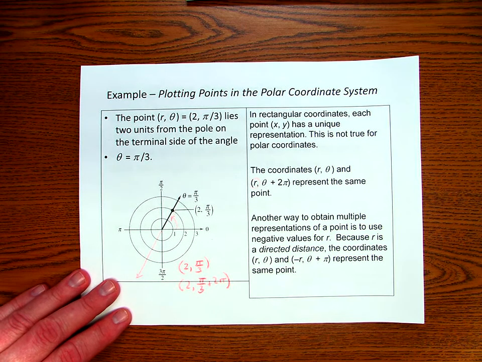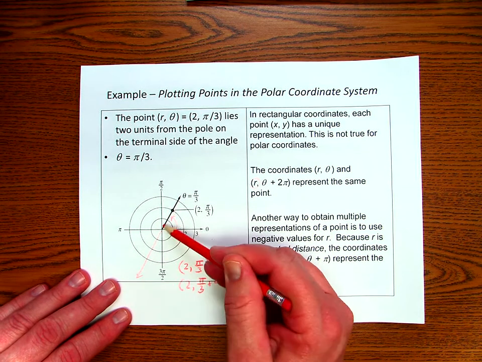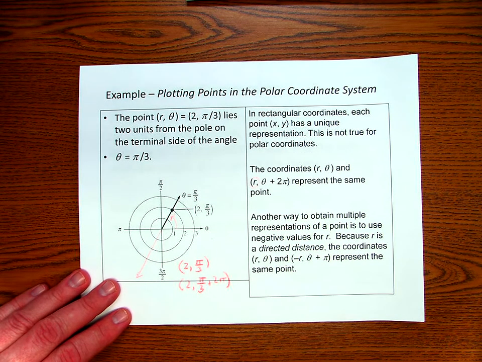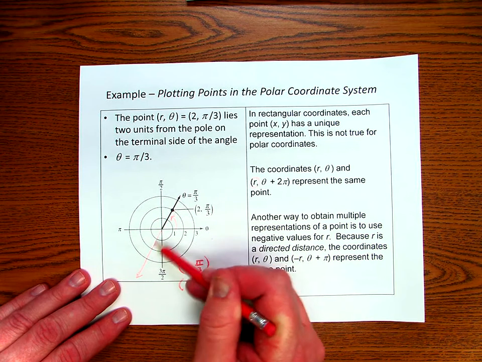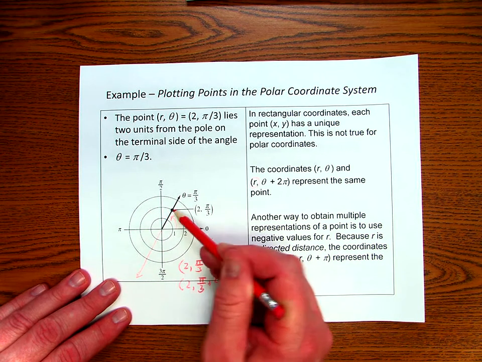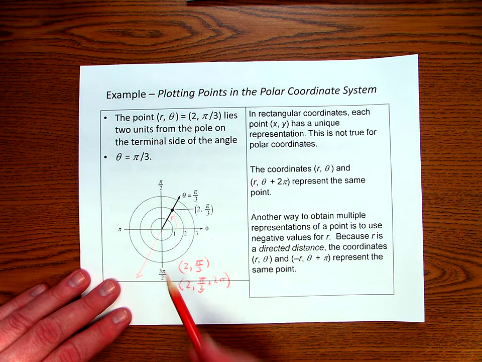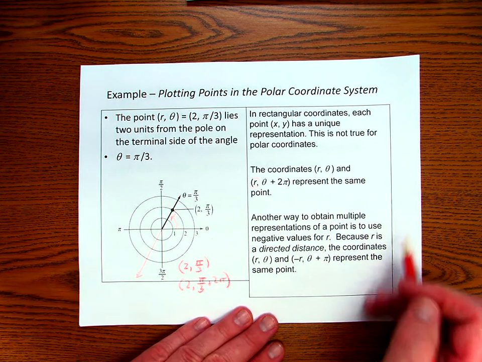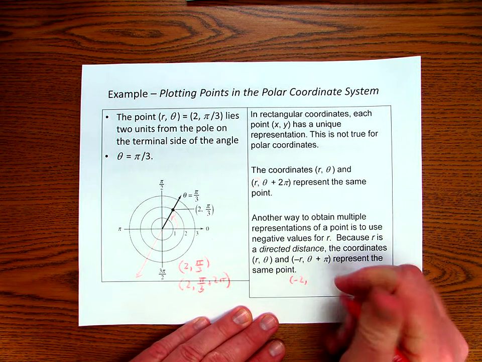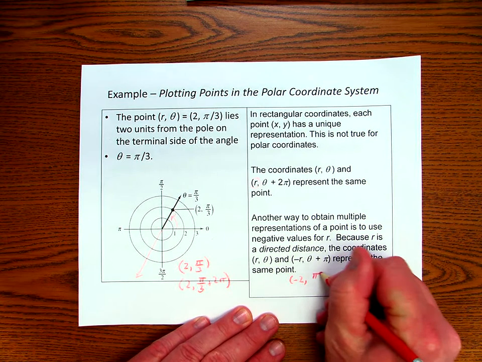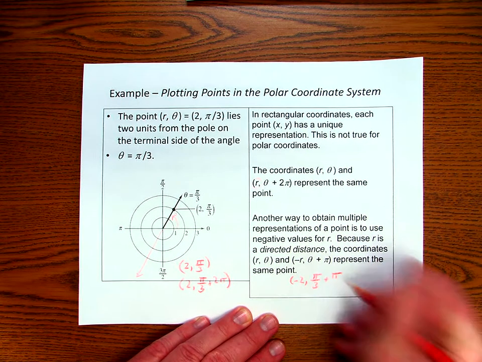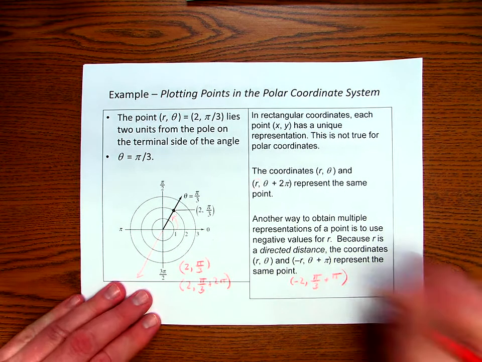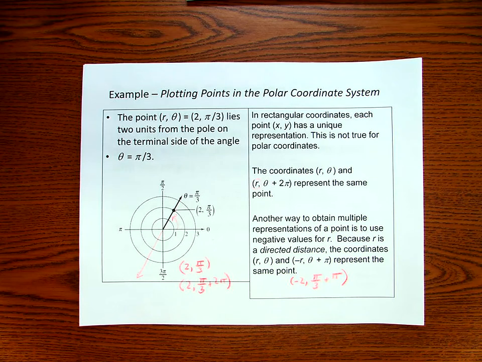So a negative r means it's going down this way instead of up that way. So to get back to that same location, you'd be adding or subtracting pi. And it doesn't matter what you do, because whether you add pi or subtract pi, it takes you to the same place. So another way that we could represent that point (2, π/3) in polar coordinates is we can make it (-2, π/3 + π). Or you could do π/3 - π. All take you to the same place.